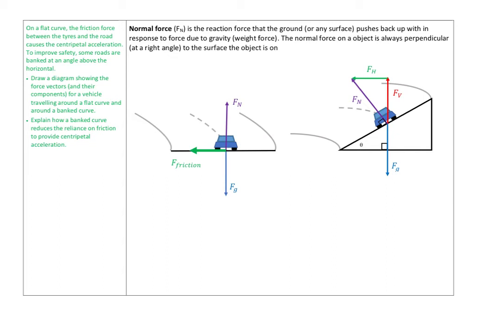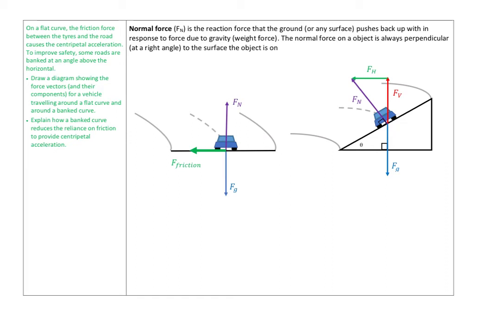So you can create a situation where, if the horizontal component of the normal force, here in purple, is significant enough, you don't need to rely on friction. That will provide all the force that's needed for an object to go around a corner. Sorry, that's my dog scratching.